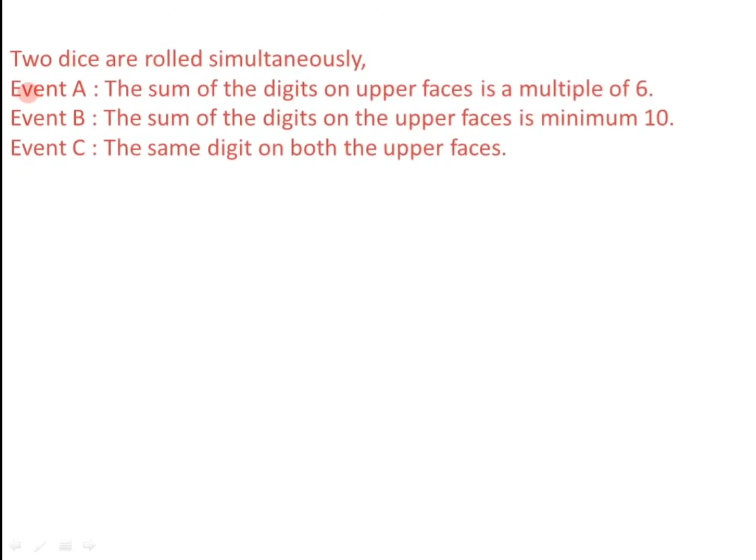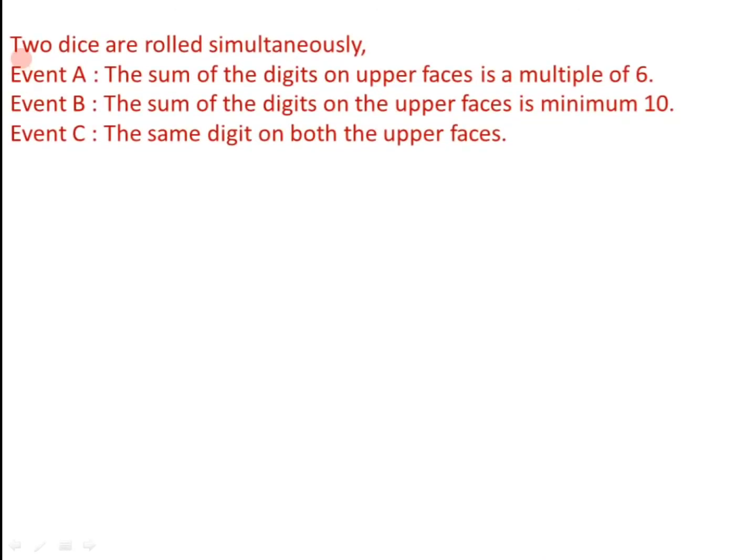Let's have the next experiment. This time 2 dice are rolled simultaneously. We have to find sample space and the number of sample points for that experiment. And the event A is given, the sum of digits on upper faces is a multiple of 6. Event B is the sum of digits on the upper faces is minimum 10. And event C is the same digit on both upper faces.